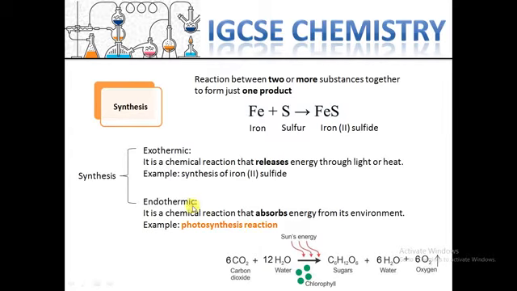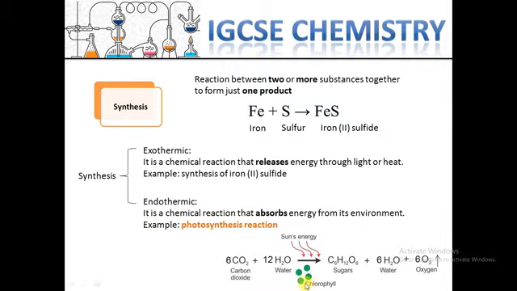Endothermic reaction is a type of synthesis reaction which absorbs energy, gets energy from the environment, from the solution or environment. Like the photosynthesis reaction. Photosynthesis is a type of synthesis reaction which absorbs energy.